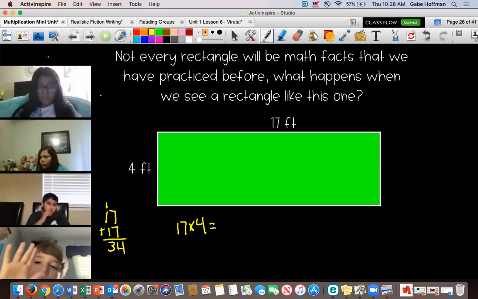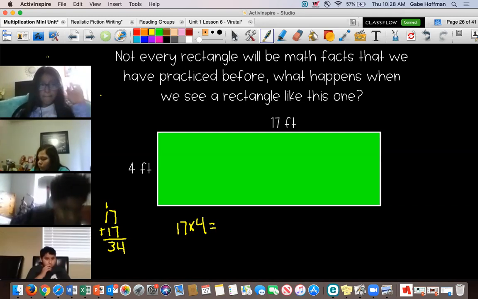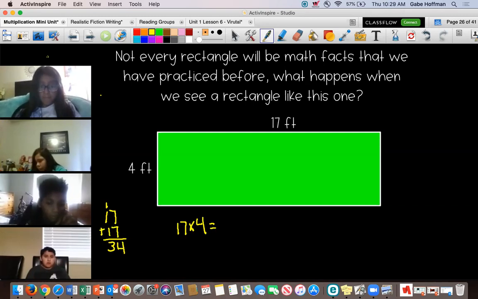What can we do from here? CJ, go ahead. So if 17 plus 17 equals 34 and you're trying to multiply 17 times 4, you can take the answer that you get, which is 34, and then you double 34 to get 68. Very good.